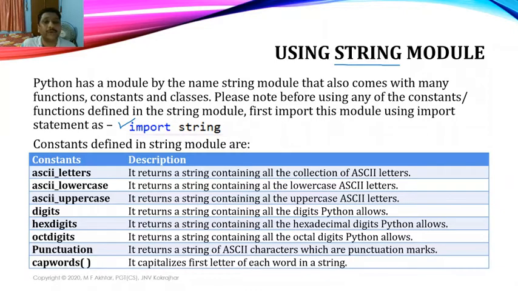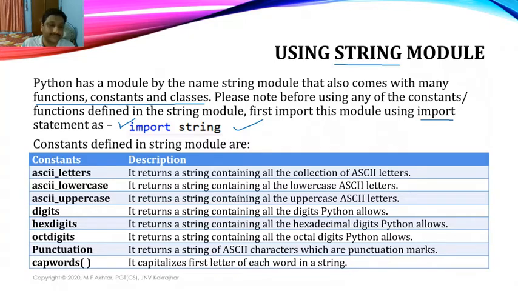Python has a module by the name string module that comes with many functions, constants and classes. It has so many things. Please note, before using any of the constants or functions defined in the string module, first import this module using the import statement, that is, import string. See what constants are available in the string module. So many constants are there.